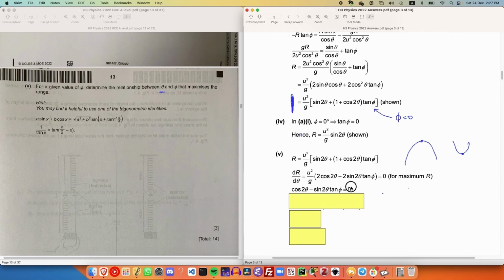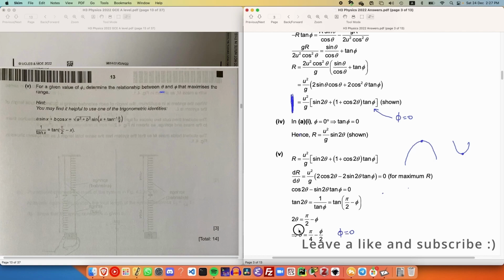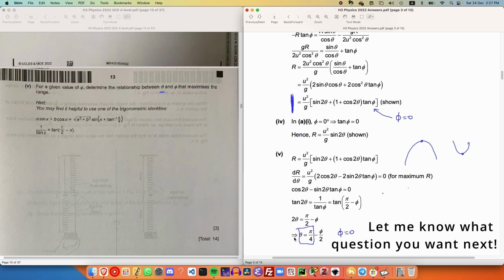Just performing the derivatives gives us the following expression, and we need to massage the trigonometry a bit to get the expression of theta in terms of phi. Now once again, we can perform another sanity check to make sure that when we substitute phi equals to 0, we just get theta equals to pi over 4, which agrees with the previous answer for 45 degrees.